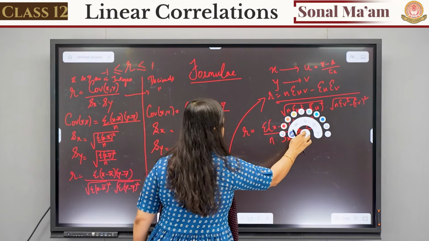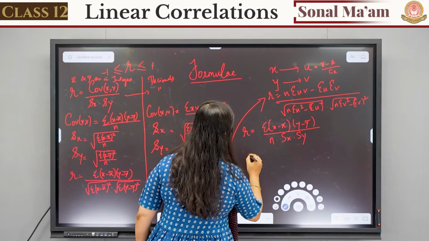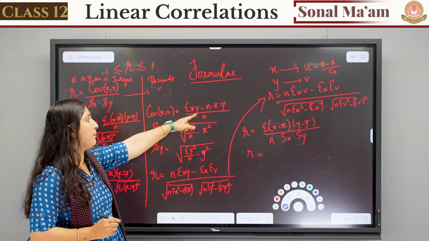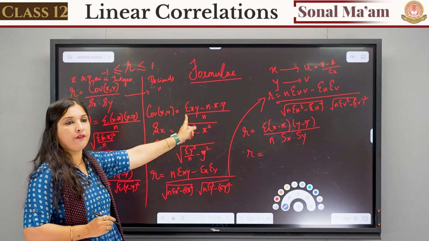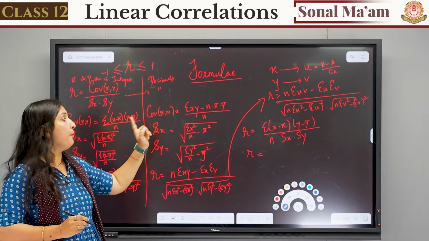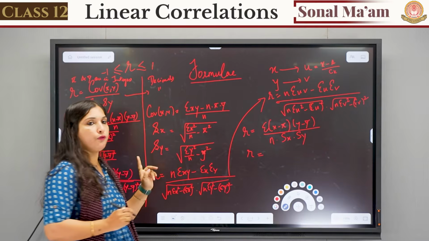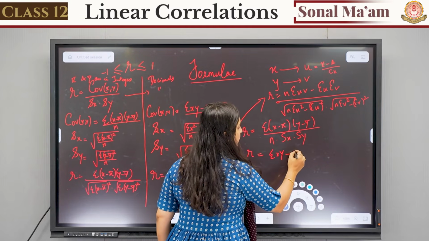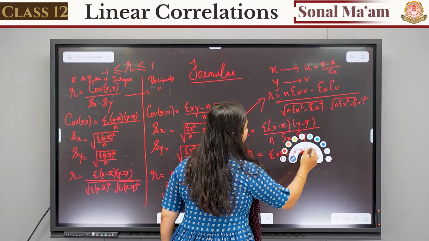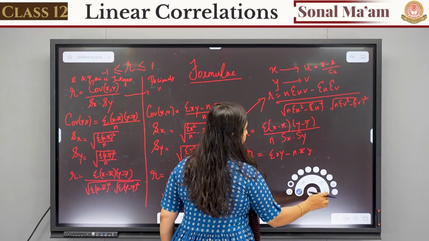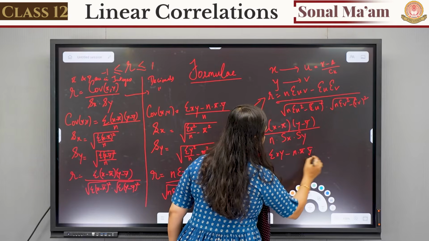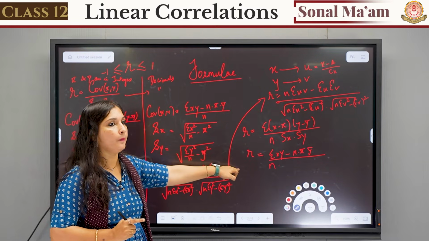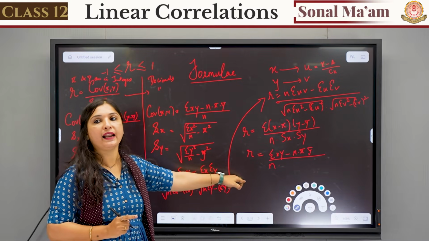Then one more thing. R is equal to, can you see over here we have summation xy minus n into x bar y bar divided by n. This is the formula of covariance. But if we have to change this formula and write the formula for R, we have to write summation xy minus n into x bar y bar divided by n. This is only covariance. We are writing, what are we writing? We are writing R.